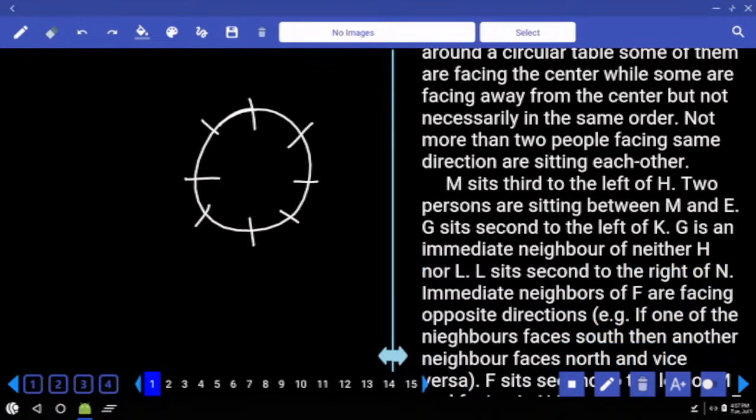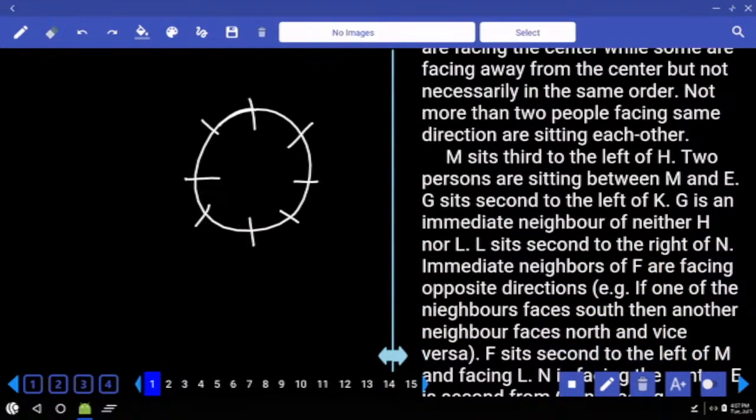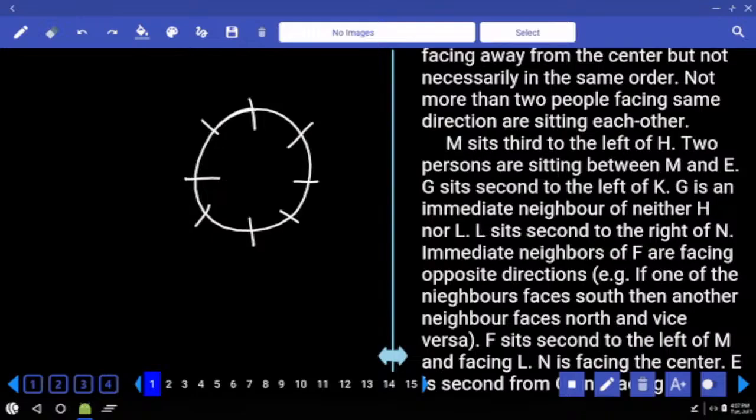Coming to condition number 1, M sits second to the left of H. Where is this M? M is seated second to the left of H, and there are 2 persons between M and E. So M is exactly between H and E. The next one, can we directly start with M, H or not?